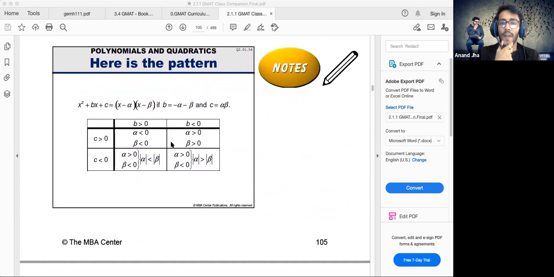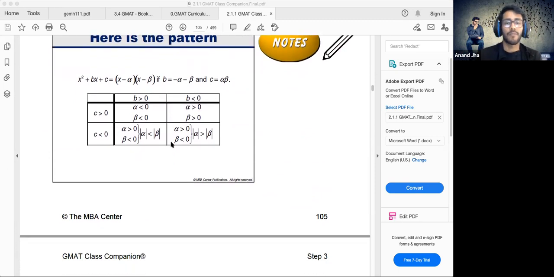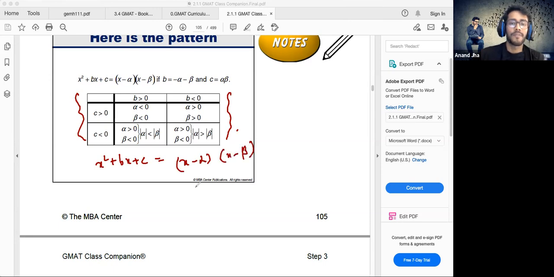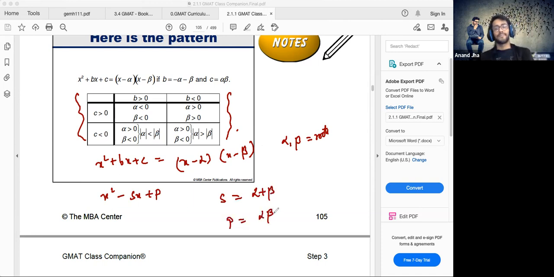This is the case. Okay. Sum of roots and product of roots. You don't have to remember this. Don't remember any of this. x square plus bx plus c, I can write in general x minus alpha into x minus beta, where alpha and beta are roots. Just remember this form: x square minus sx plus p, where s will be sum of roots and p will be product of roots. As simple as that.